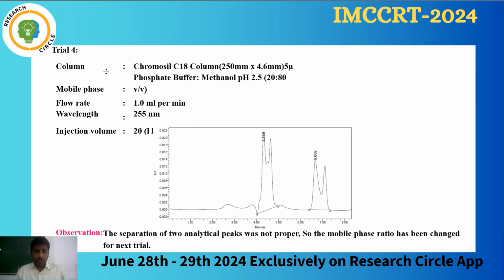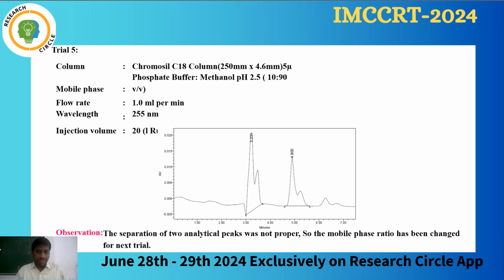Trial 4, the same column, but the mobile phase is phosphate buffer and methanol, pH 2.5, 20:80 volume by volume, flow rate 1 ml per minute, wavelength 255 nanometer, injection volume 20 microliter, and in this one also the peak shape is not proper. The last one, trial 5, I used Chromosil C18, phosphate buffer and methanol 10:90 ratio, and in this one also the peak shape is not proper.